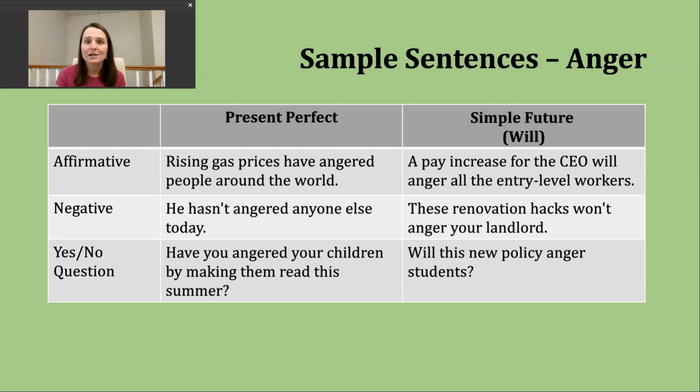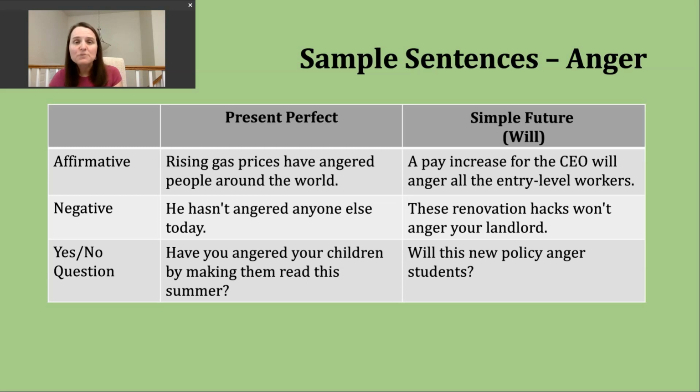An example here in the affirmative might be: a pay increase for the CEO will anger all the entry-level workers. Okay? So this might be a prediction. So someone else giving advice to the CEO: don't increase your pay when all of the lowest paid workers aren't getting one either.